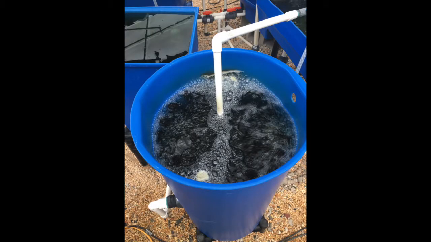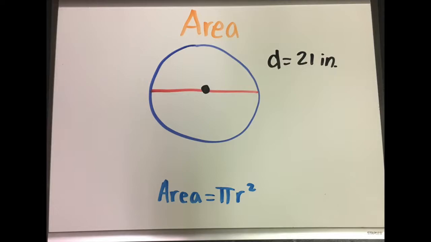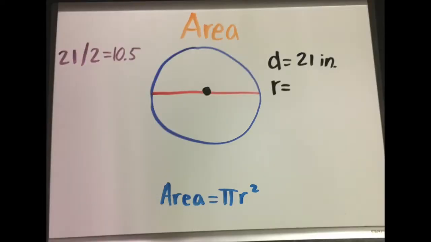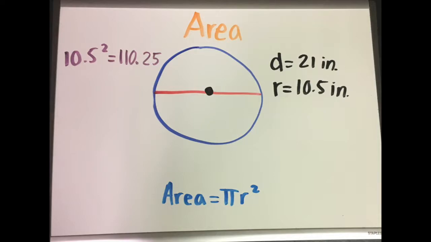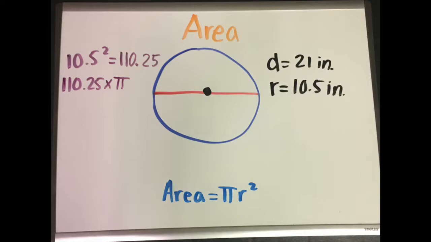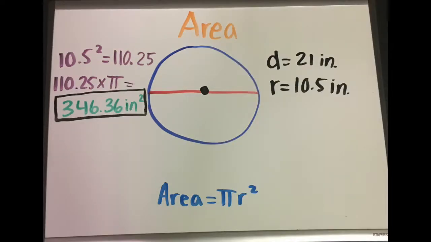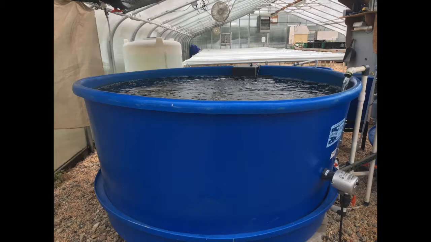The nitrification tank has a diameter of 21 inches. To find the radius, we will divide the diameter by 2. 21 divided by 2 is 10.5 inches. Then we will square that number, giving us 110.25. Lastly, we will multiply 110.25 by pi. Most calculators have a pi button that will give you a more accurate answer, but if you don't have that, you can just multiply by 3.14. This will give you approximately 346.36 inches squared.